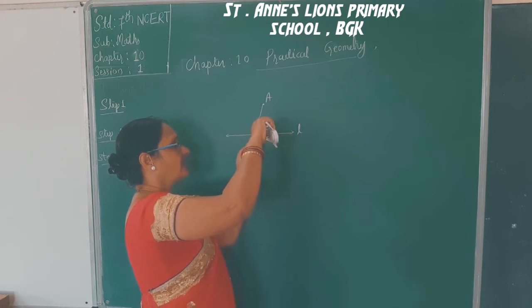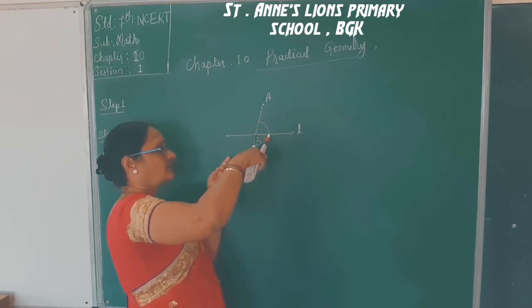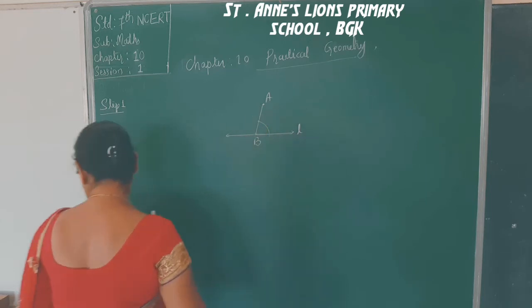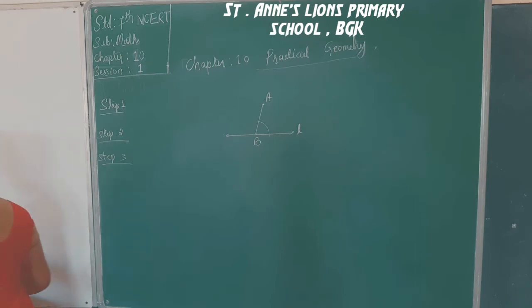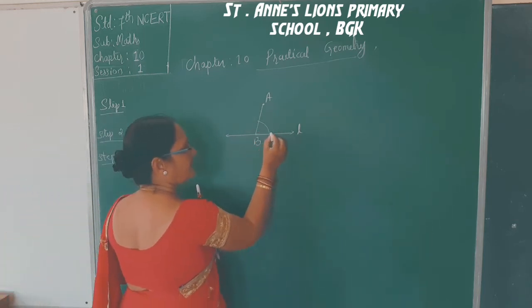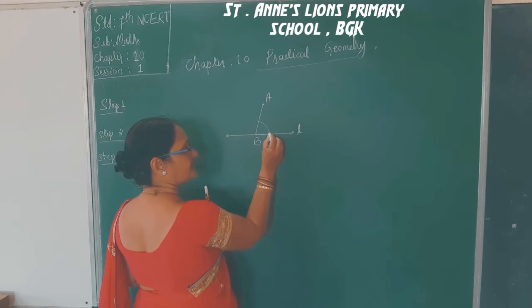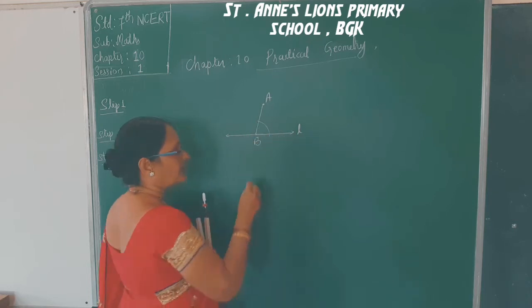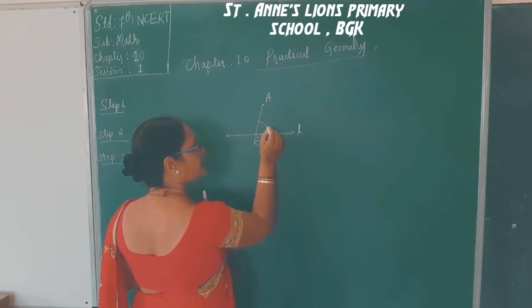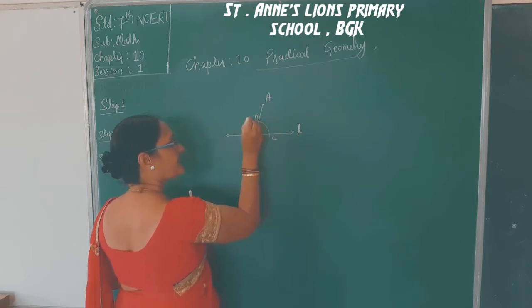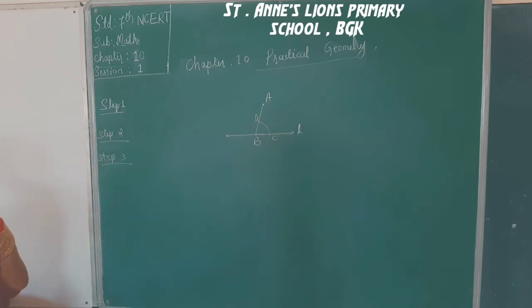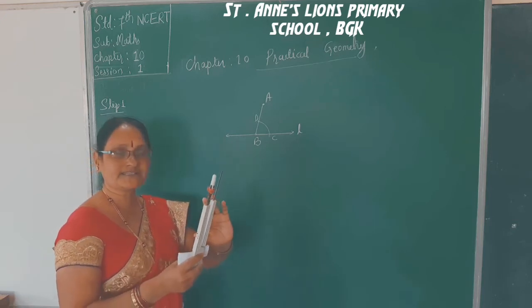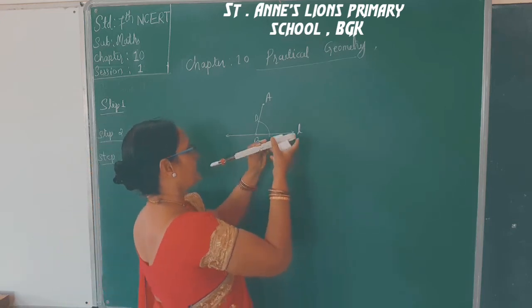Convenient means not too much, not very less also. With convenient radius, B as the center, draw an arc such that it has to cut the line L. Where is it cutting? It is cutting at C and D. Now, it is the same radius. You should not disturb the radius. It is the same radius.